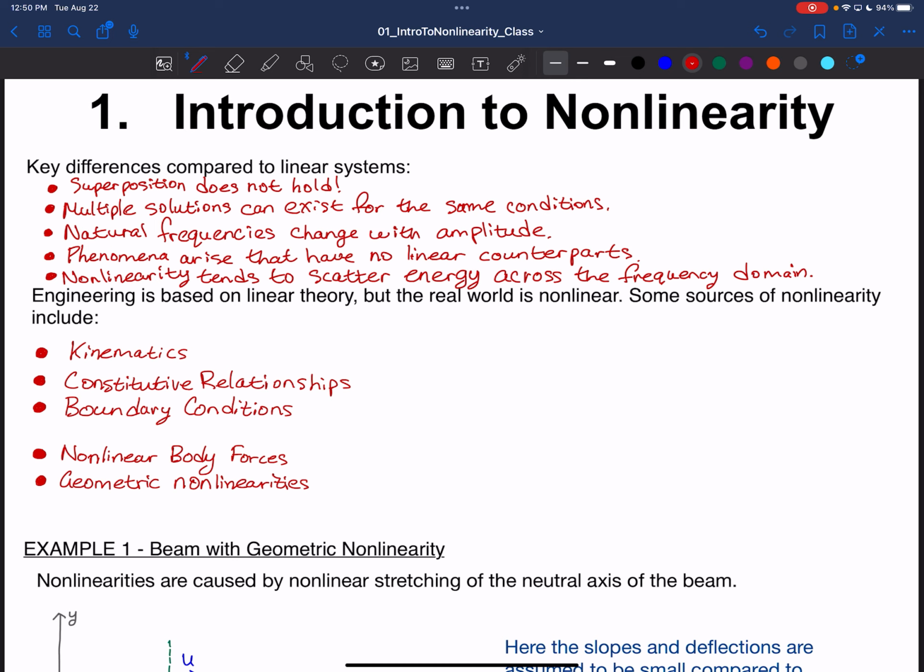So, some sources of nonlinearity, and we're going to go through some of these in greater detail. Primarily, we're going to focus on mechanical examples in this lecture, but there are examples from fluid dynamics, obviously the Navier-Stokes equations are nonlinear, and equations from electromagnetics as well. But we're going to focus on mechanical structures. In kinematics, a common source of nonlinearity is the Coriolis acceleration. For constitutive relationships, we can think about nonlinear stress-strain relationships.